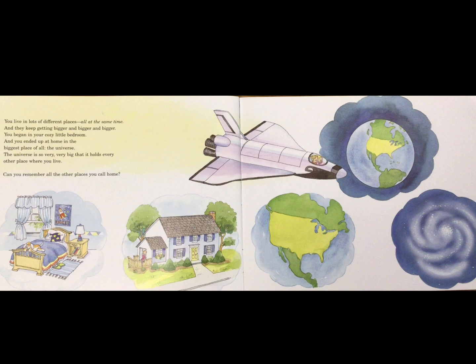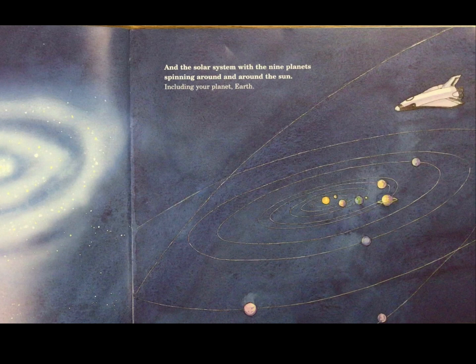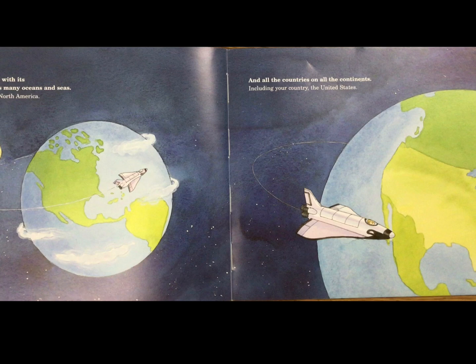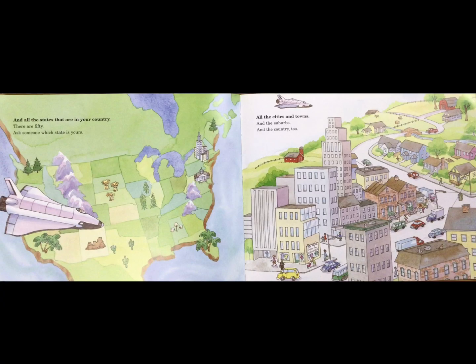You live in lots of different places all at the same time. Can you remember all the other places you call home? The solar system with 9 planets spinning around and around the sun, including your planet, Earth. And the world of Earth with its 7 continents and its many oceans and seas, including your continent, North America, and all the countries on all the continents, including your country, the United States of America, and all the states that are in your country. Remember, there are 50. Do you know the name of our state? That's right, California.